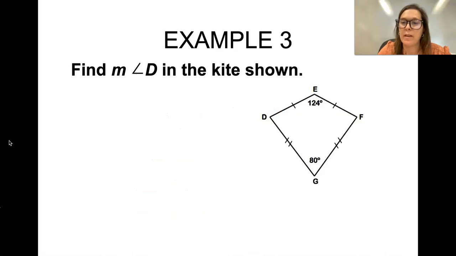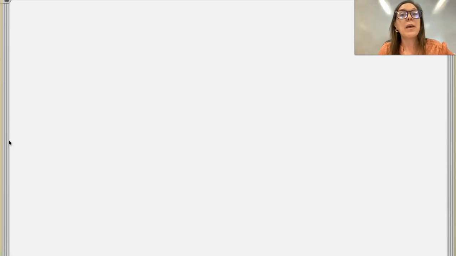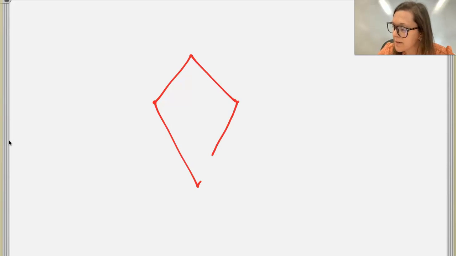Okay, all right. So that was the end of your notes, which was pretty bleak. So I just want to go over a few more things so that you're going to be able to do what you need to do. We just covered finding missing angles inside of a kite, but there's other cool things that can occur.